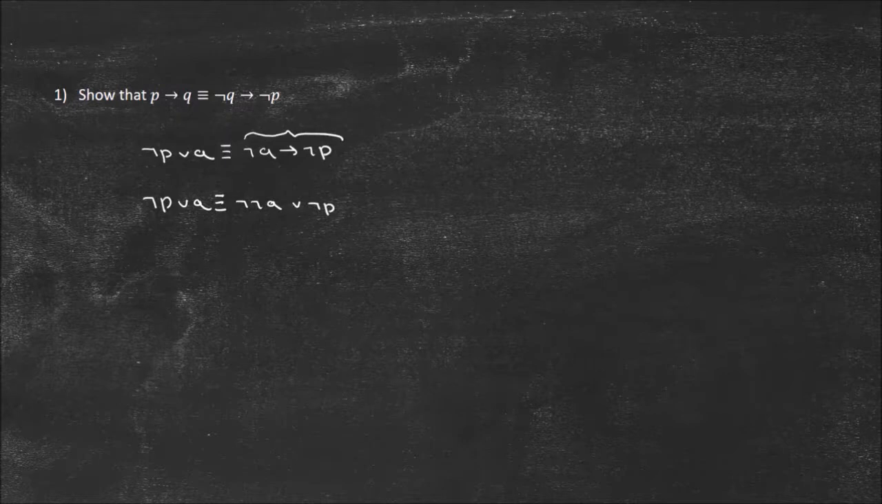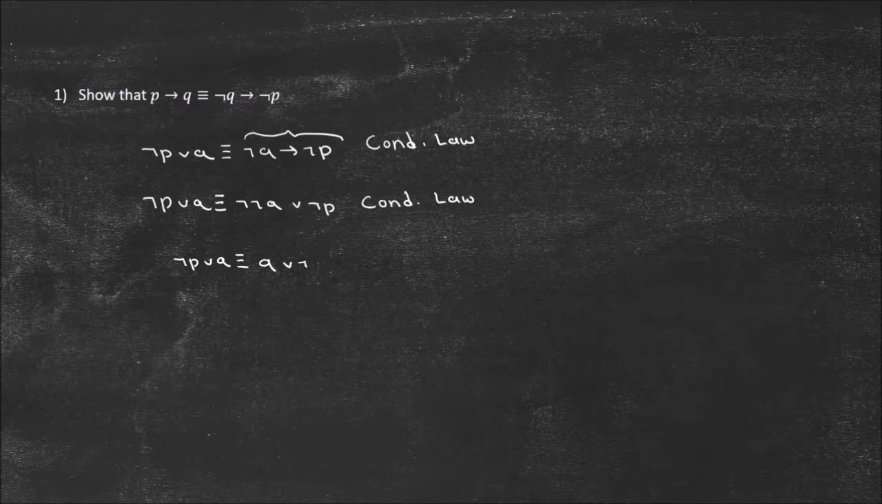And then let me write down on the side what I did. The first step I did the conditional law. And the second step I also did the conditional law. And now what I'm about to do is double negation on the not not Q, because I see the double negation with the not Q. Remember the double negation says I can just write that as Q. So this one was double negation.